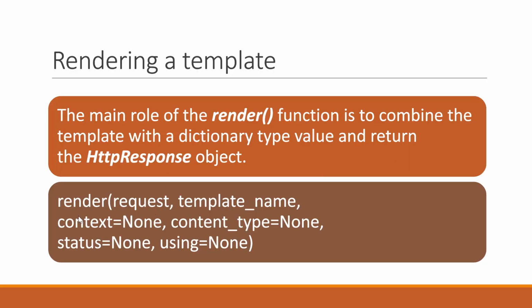In this render function, the very first parameter is request, which is utilized to generate a response for our view. Then the next parameter is template_name. This parameter is used to define the template.